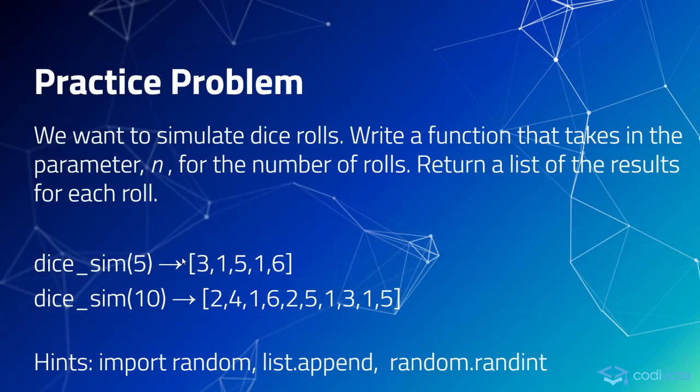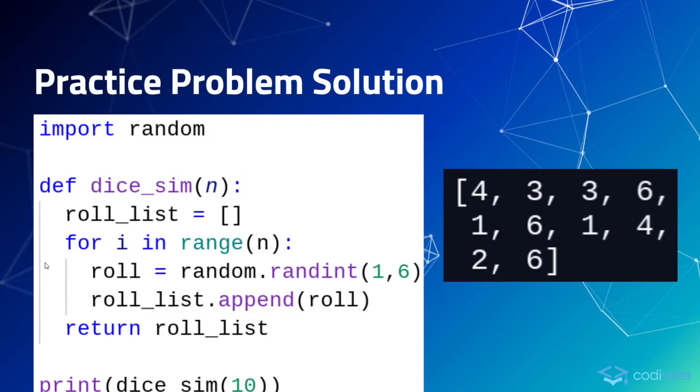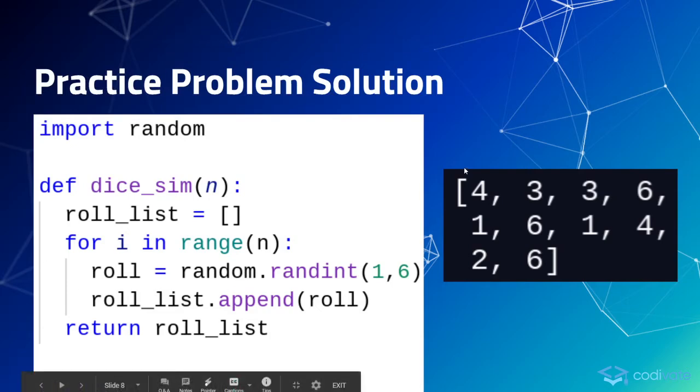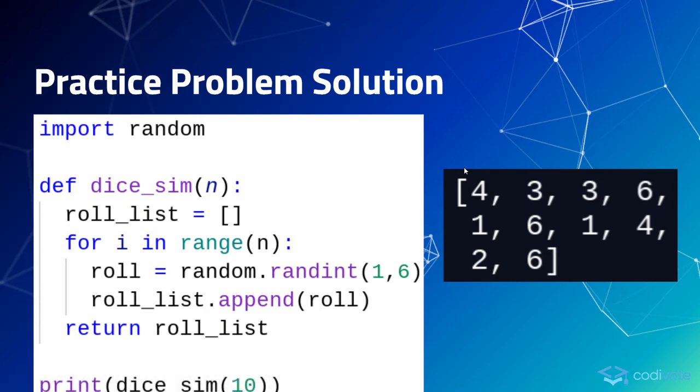That is what it told us to do before: return a list of the results for each row. So we return it using the return keyword. Once we're done, it's always a good idea to test our function. So we have this line at the bottom, print(diceSim(10)). This should give us a list of 10 dice rolls. When we run this code segment, you can see that it correctly gives us a list of 10 numbers that are between 1 and 6 to simulate dice rolls.